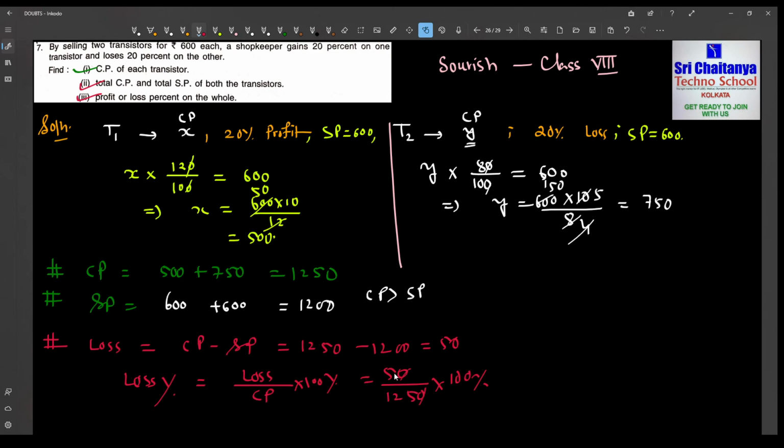So this 0 we can cancel out. Now here you are getting 25. Now 25 into 4 is 100. So there will be an overall 4% loss. We are suffering from a loss.